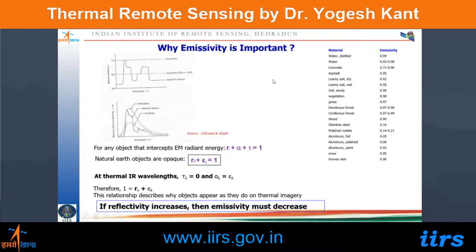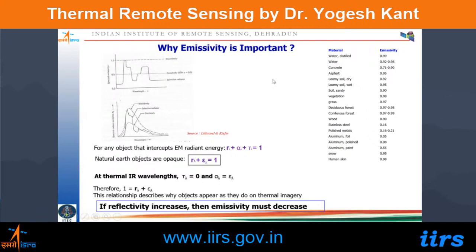Now we will see some of the thermal properties of the material, because what happens over the Earth's surface is very complex: it is a mixture of many materials, and what we sense over a pixel is a composite of many materials. So indirectly, through the thermal signature of the materials, we can determine their properties.